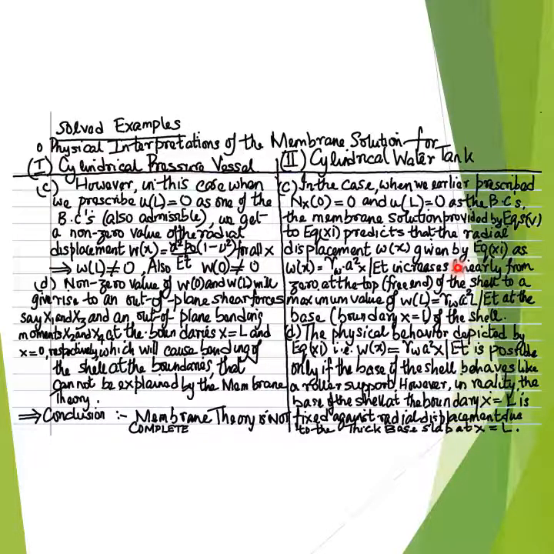from a zero value at the top or the upper boundary x equal to 0 to a maximum value at the lower boundary x equal to L, that is the base of the thin cylindrical shell in case of the cylindrical water tank, which is physically feasible only if the base of the shell behaves like a roller support.